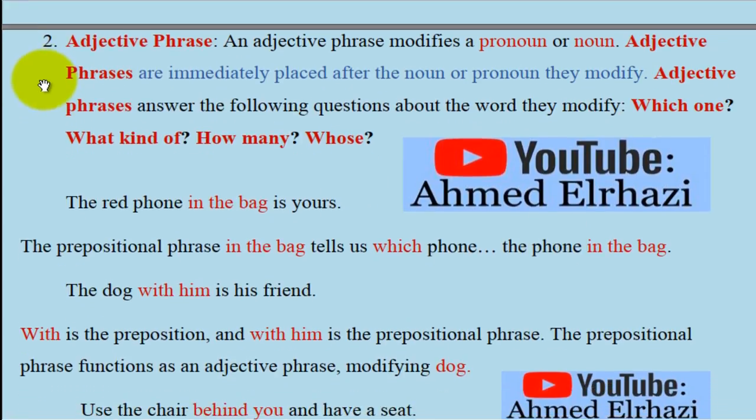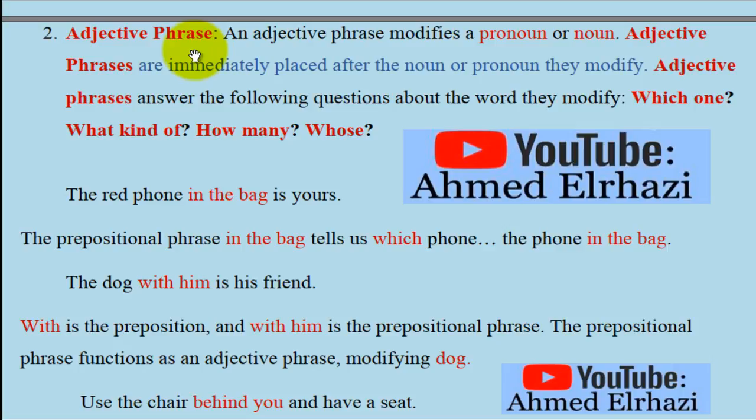The last part is adjective phrases. An adjective phrase modifies a pronoun or a noun. This is the difference from adverb phrases, which can be found in different places in the sentence: adjective phrases are immediately placed after the noun or the pronoun they modify. Adjective phrases answer the following questions about the word they modify: which one, what kind of, how many, and whose.